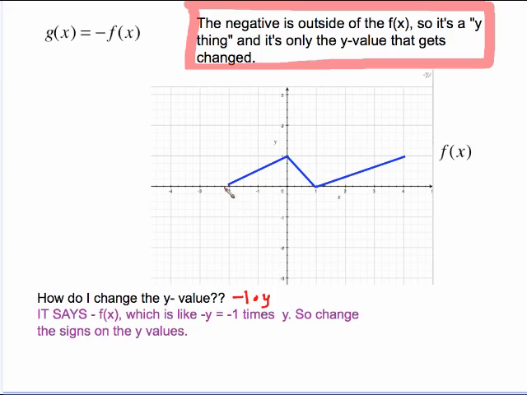y values. So that y value used to be 0, it's still going to be 0 because negative 1 times 0 stays 0. That y value used to be 1, it's now going to be negative 1. That y value, which was 0, stays. That y value used to be positive 1. When you change its sign, it becomes negative 1. And then connect the dots, and the red is your graph of your g of x. Notice this is a reflection over the x-axis. If you had a piece of tracing paper on your desk, you could trace this and flip it over the x-axis, and you would see it would land right on the red.